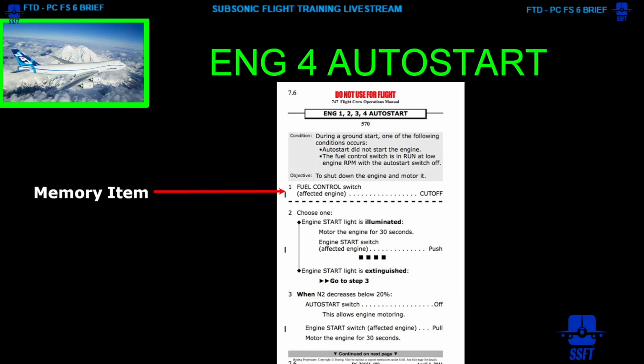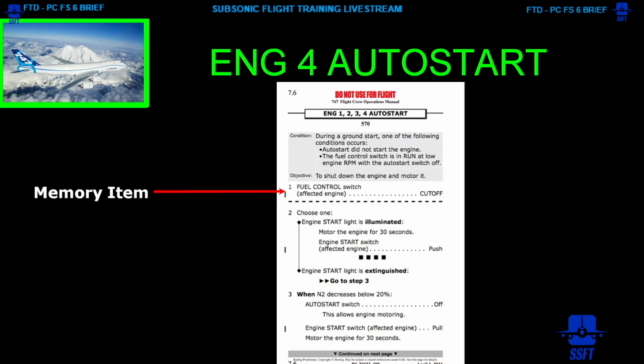If it can't do it the third time, it says, okay, I've tried. And at that point, you'll get the ICAS message, engine 3 auto start. Once we see that message, we would take action to identify it: ICAS message, engine 3 auto start. Memory item, fuel control switch number 3, cutoff. And then the captain would bring the fuel control switch to cutoff.